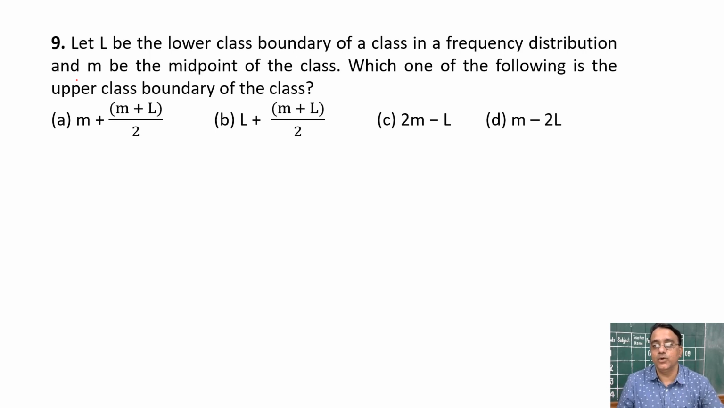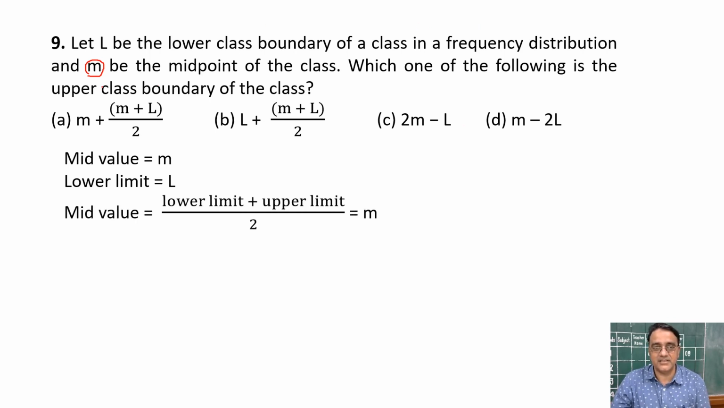Let L be the lower class boundary of a class in a frequency distribution, and M is the midpoint of the class. Midpoint means class mark. Which one of the following is the upper class boundary of the class? So just as we solved now, we will write the same steps. Mid value is M, lower limit is given as L, and we know the formula for class mark, that is the midpoint of the class, is lower limit plus upper limit divided by 2 is equal to M. M is the class mark, it is given. So now L plus U upon 2 is equal to M.